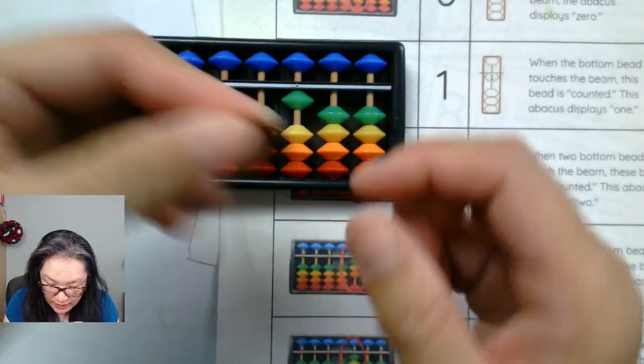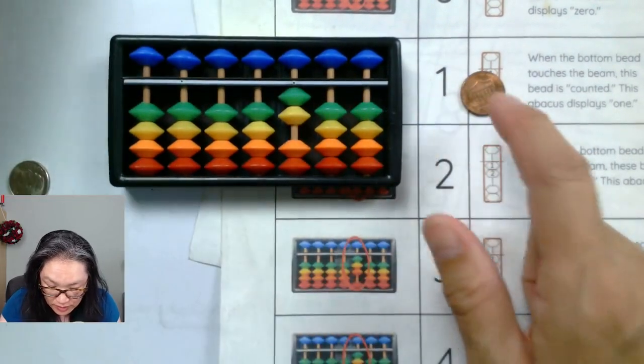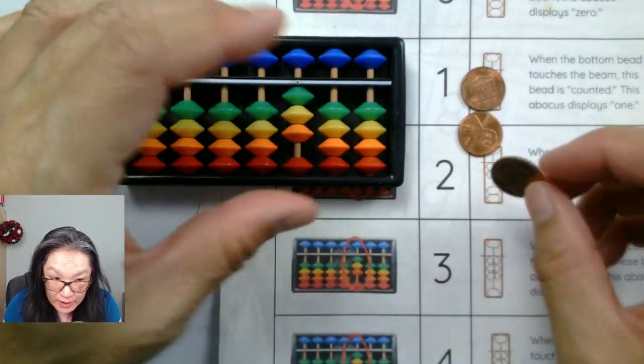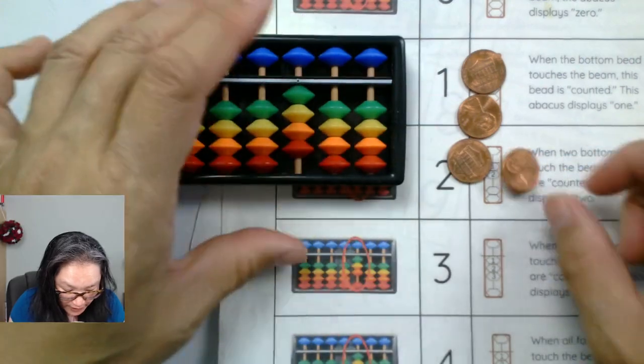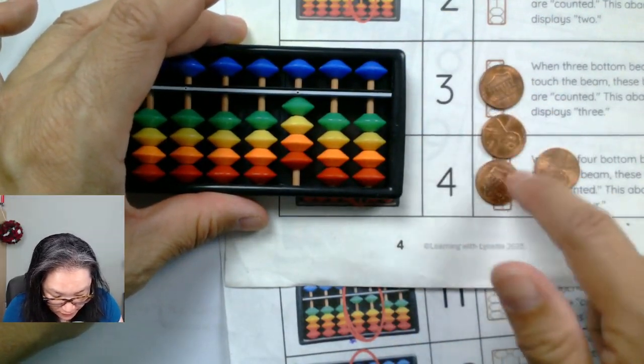So just like this, if I have this penny, this would be 1 penny. And then if I had 2, this would be 2 pennies. 3, and then I have 3 pennies. And then 4, and then it'd be just like 4 pennies. So we look, this is 4, this is 4, this is 4.